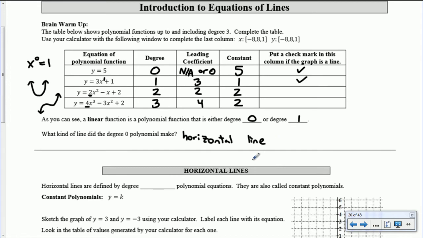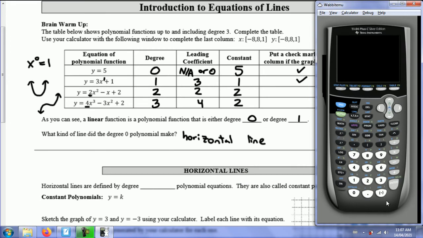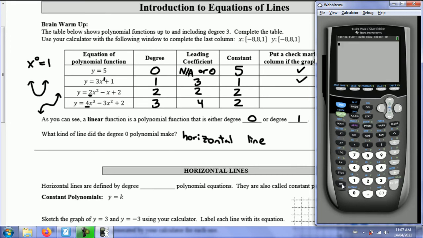Okay, and we can check that in our graphing calculator. You can see if it turns on, there we go. So you can graph the line y equals 5. See what that looks like? It's just a horizontal line that passes through y equals 5.